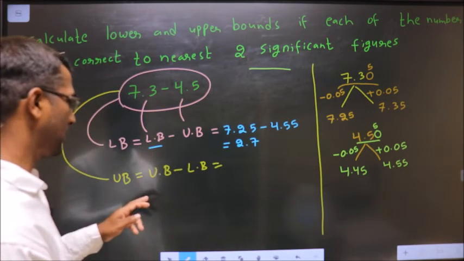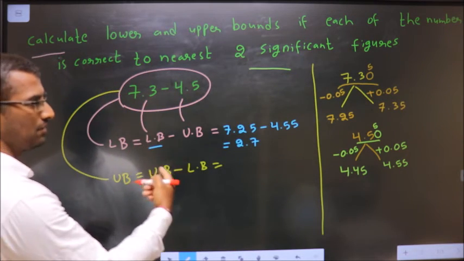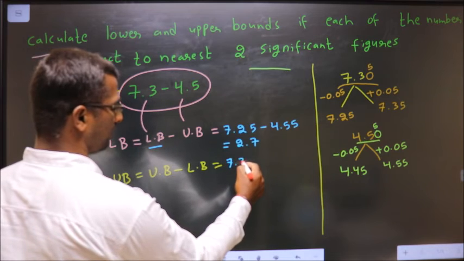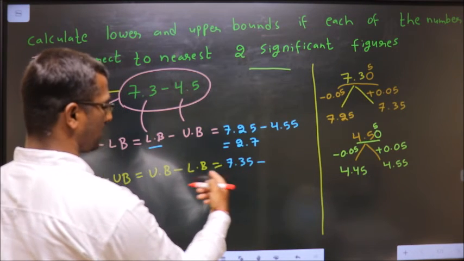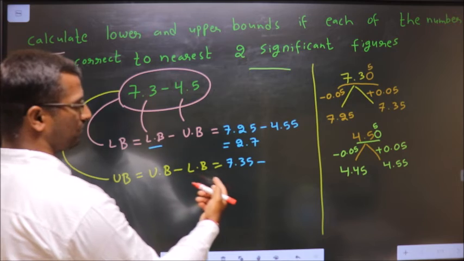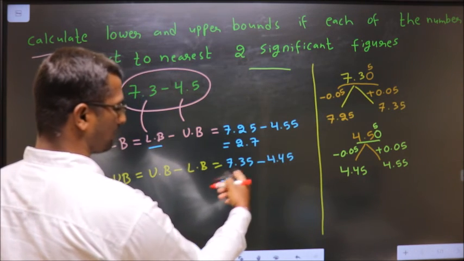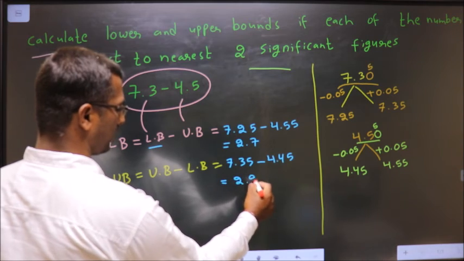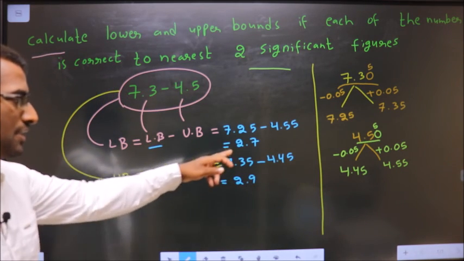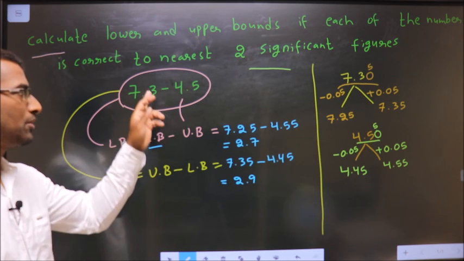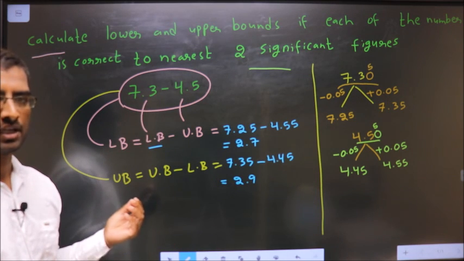Now for this one, the upper bound of 7.3 is 7.35, minus the lower bound of 4.5, which is 4.45. Subtract these two, you get 2.9. So this is the lower bound and this is the upper bound for this. Am I clear?